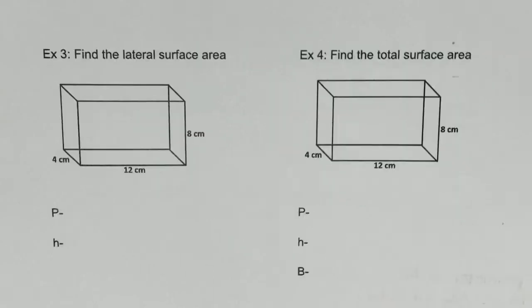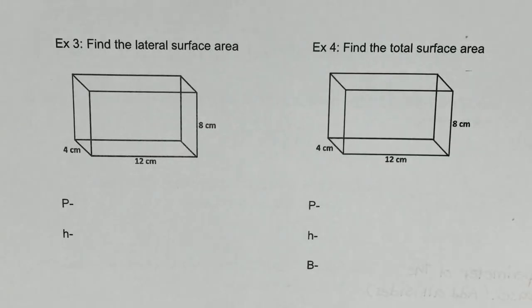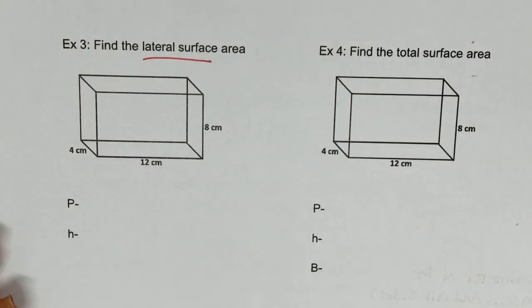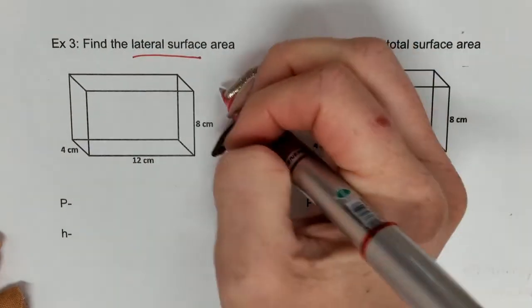Flip to the back. We're going to do 2 more examples. These ones I want you to kind of do on your own, but I will get you started. Look at example 3. Everybody should be on the back. What is example 3 asking you to find? The lateral surface area. So you need P times H, and that's it.